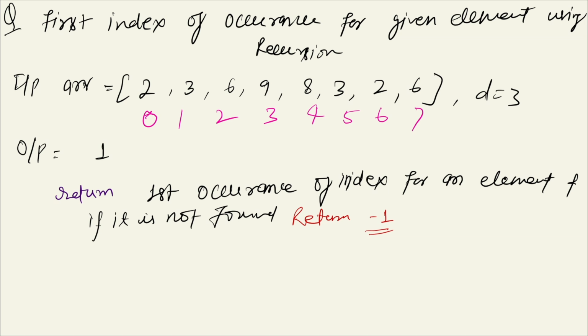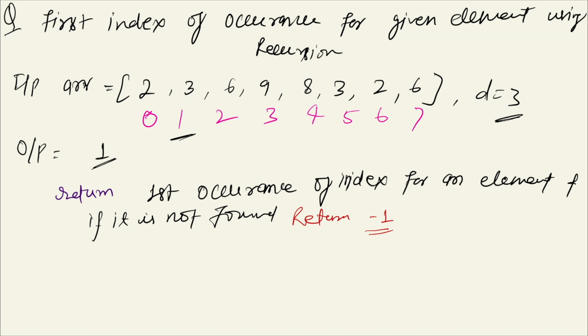So today we are going to see the program which is first index of occurrence for a given element using recursion. Okay, so we have an input which is an array, and the elements of the array are 2 3 6 9 8 3 2 6. Here there is a value of d, that is 3. What we need to find out is the occurrence of d. Like in the array we will find the 3 at index 1. So in output we have to return 1.